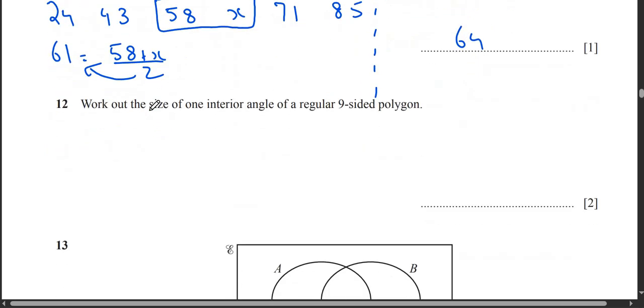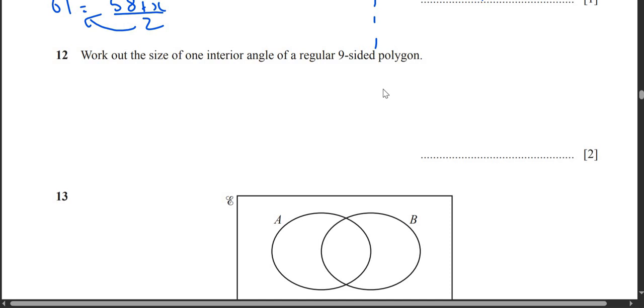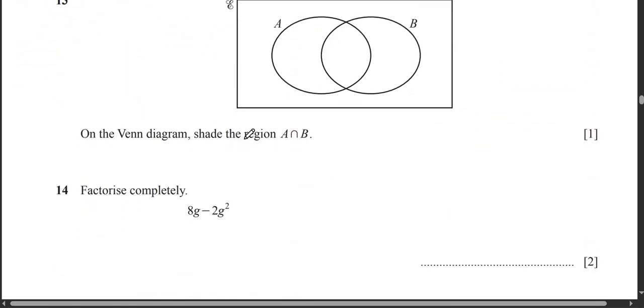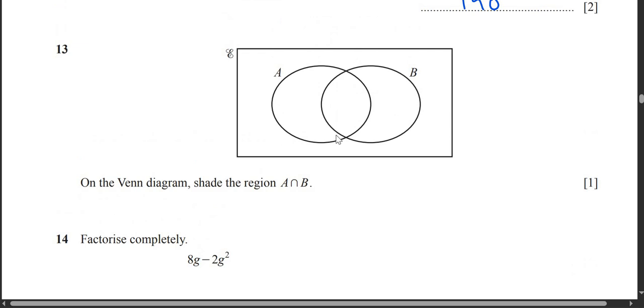All right guys, next question says work out the size of one interior angle of a regular nine-sided polygon. So look, the formula for the interior angle is n minus 2 multiplied by 180 divided by n. How many sides are there? 9. So I will do 9 minus 2 multiplied by 180 divided by 9, which means 7 multiplied by 180 divided by 9. So the answer is going to be 140 degrees. Okay guys, next question says on the Venn diagram shade the region A intersection B. So look, this middle region is the intersection, so this is A intersection B.